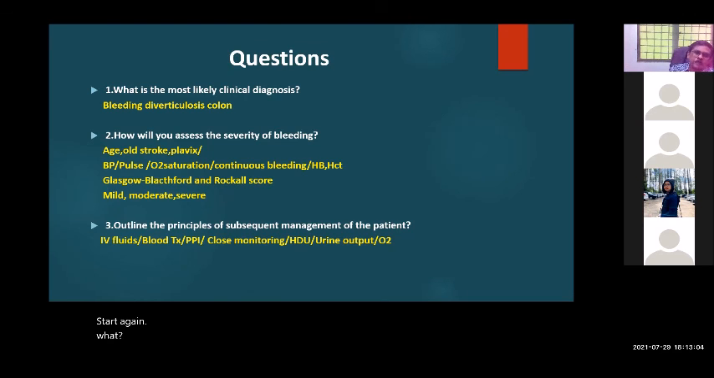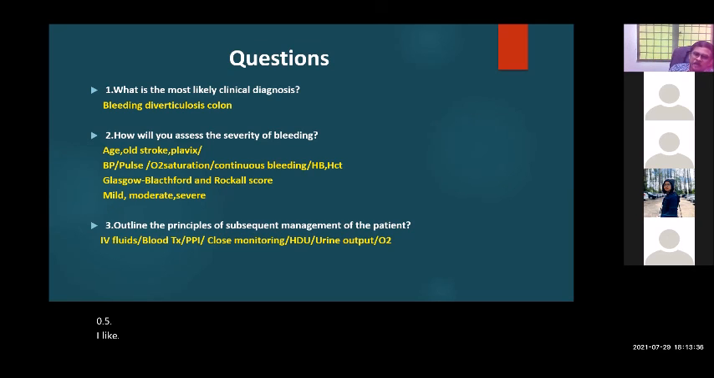CT angiography, okay. And then find the source of bleeding and send the patient for surgery. Okay, then? Since it's a diverticular bleeding, the surgery that can... We don't know. Maybe CT scan, say for the angiogram, the bleeding must be at least 0.5 mils per minute. Otherwise, it will be negative.